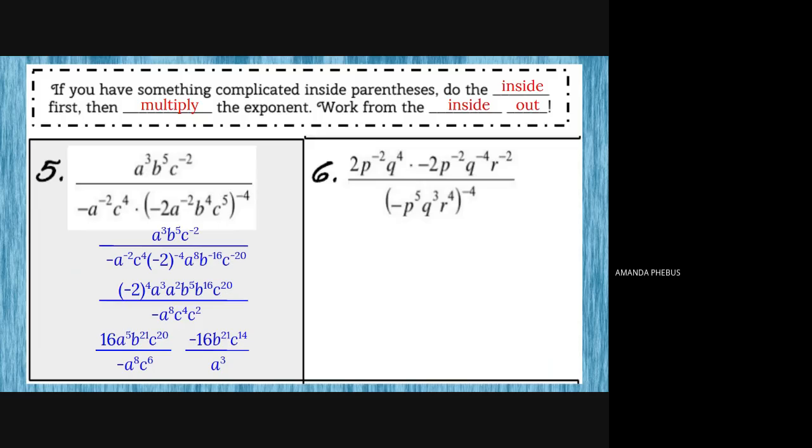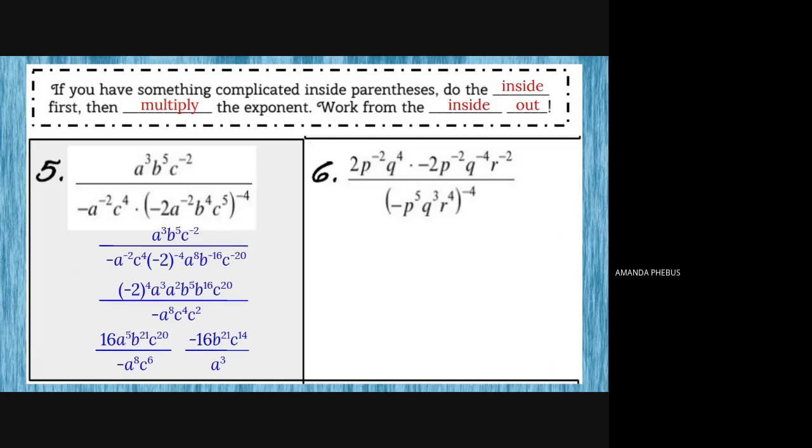My b to the 21st still is in the numerator. A to the third is in the denominator because 5 minus 8 is negative 3. And that negative on that exponent moves it to the denominator. C to the 20 minus 6 is c to the 14. And I have one of every variable. It's possible to lose a variable, especially if you have a variable to the 0 power, but you shouldn't have more than one of each variable.